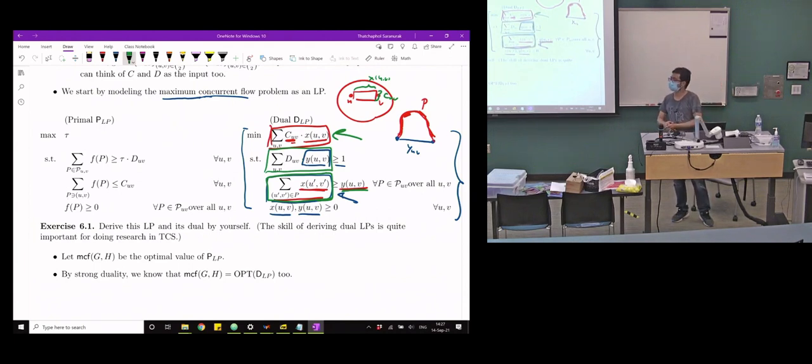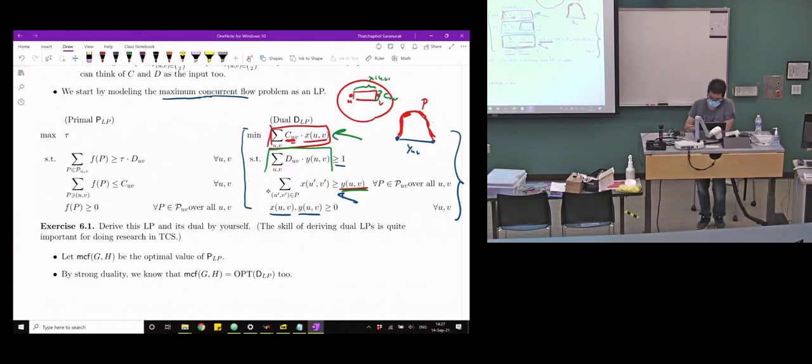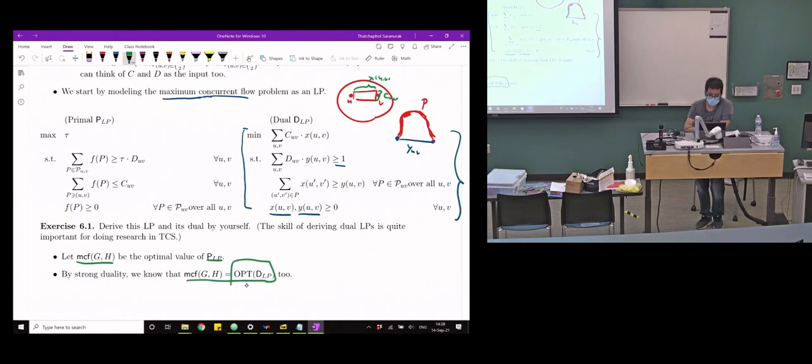All right. So this is just some interpretation of the LP. Okay. All right. But anyway, we have that the maximum concurrent flow is the optimal value of the primal LP. But by strong duality, you also know that this is the same thing as the optimal dual value.